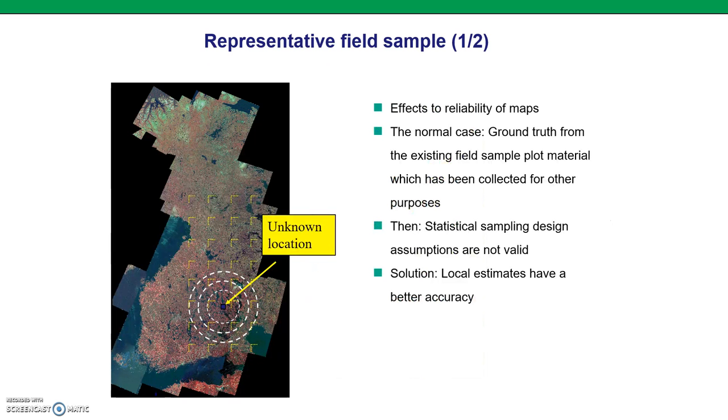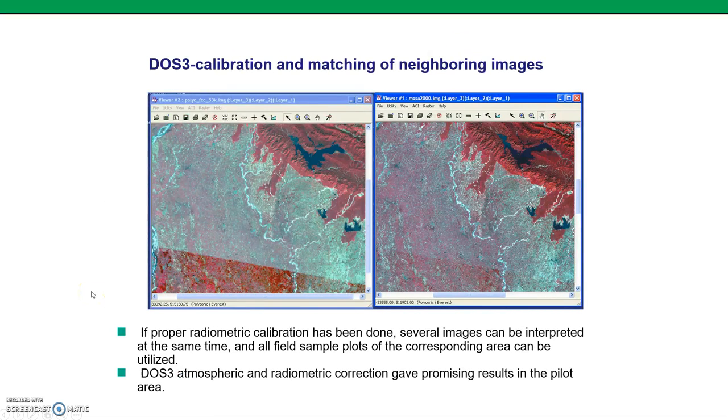There are always different issues related to large area monitoring, and one example is demonstrated here: we really need to have a representative field sample. That's one key issue when we have different conditions in different parts of our country. So there is always a need to manage the methodologies related to calibration of different images.